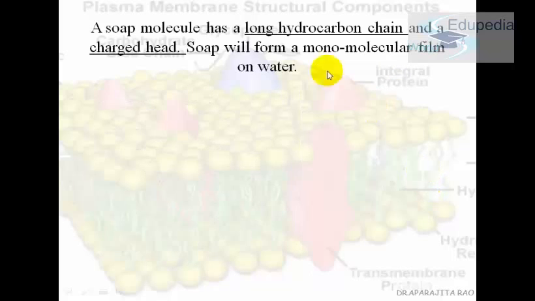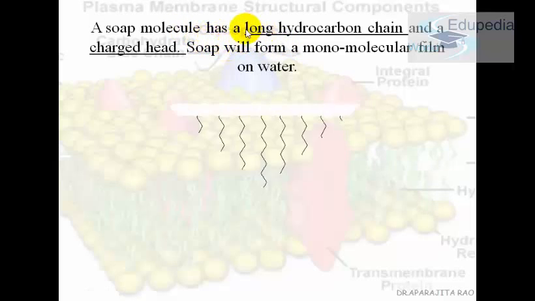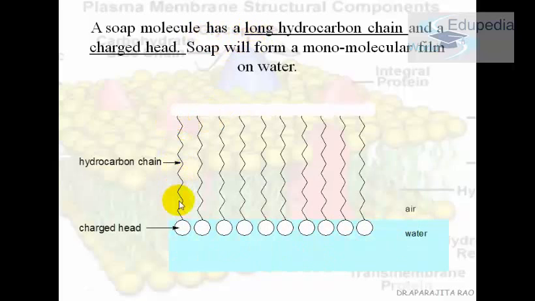To understand this, let's talk about the soap molecule. Soap, here I am talking about the detergent your mother uses to wash clothes with. So what does it have? It has a long hydrocarbon chain and a charged head. This charged head is very water loving. It forms a film on water, and this film attaches with the dirt of the clothes. So when you wash away the soap from the clothes, the film takes the dirt with it and your clothes are in turn clean.